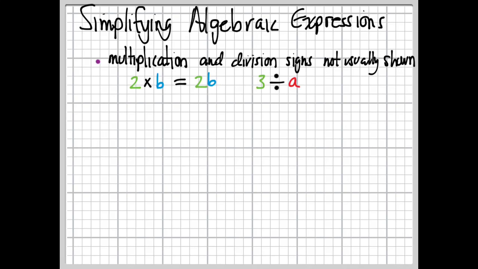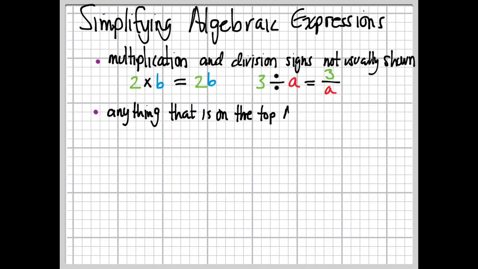Okay? Likewise, if we had something like 3 divided by a with this lovely division symbol, what we do is we write that as a fraction. Okay, 3 over a. And 3 over a means 3 divided by a. It's the same thing. Okay, so that's the first thing to know.